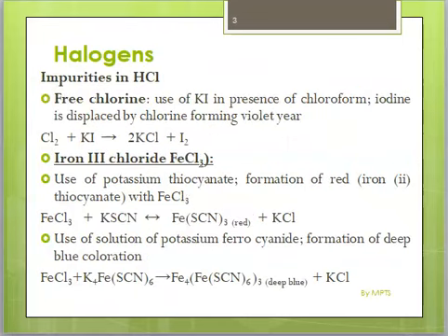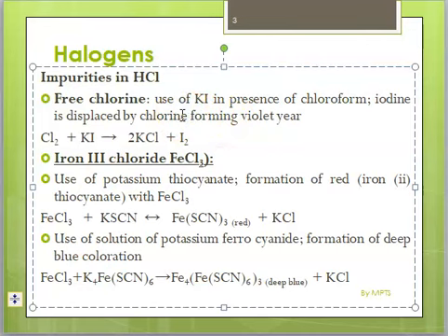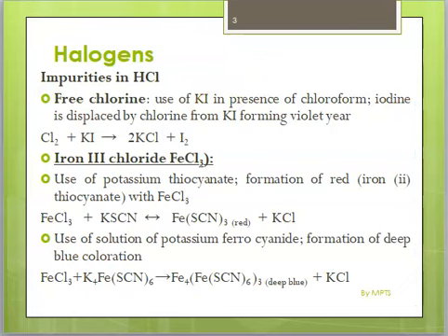Now, what are the impurities in HCl? Of course, we have free chlorine, detected using potassium iodide in the presence of chloroform. Iodine is displaced from the iodide by the chlorine, from the potassium iodide, forming the violet layer. Now, this is what you get. This is the equation. Also, we have iron 3 chloride.